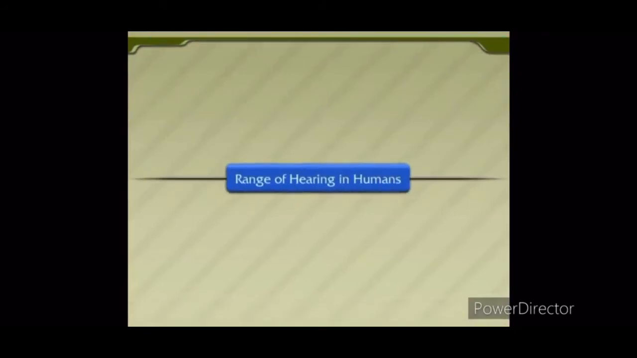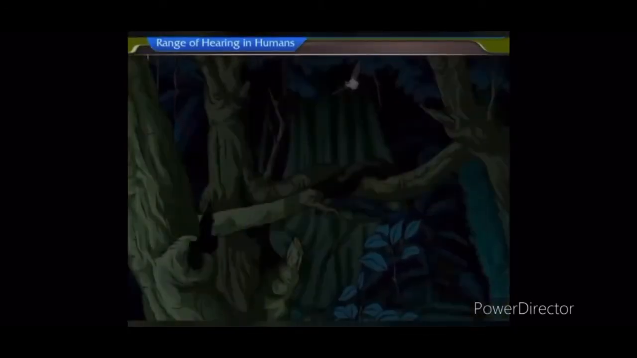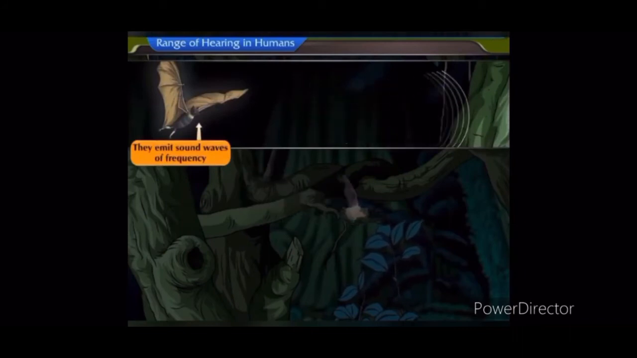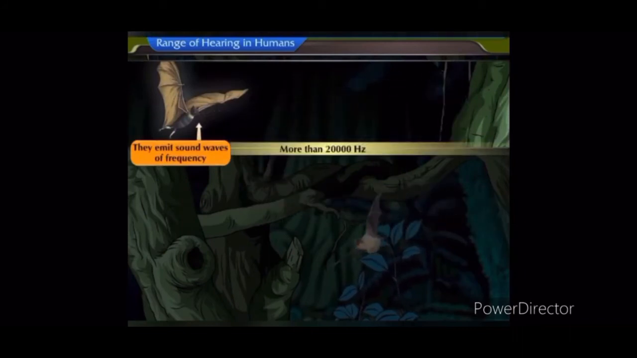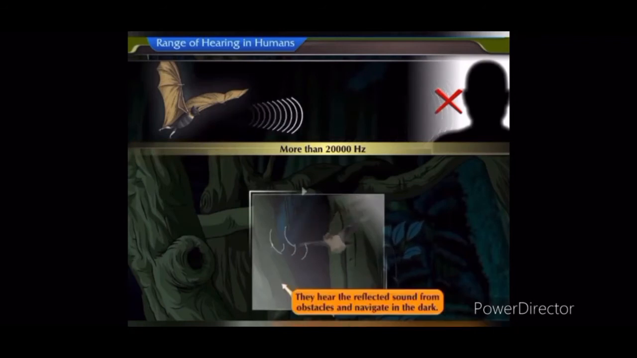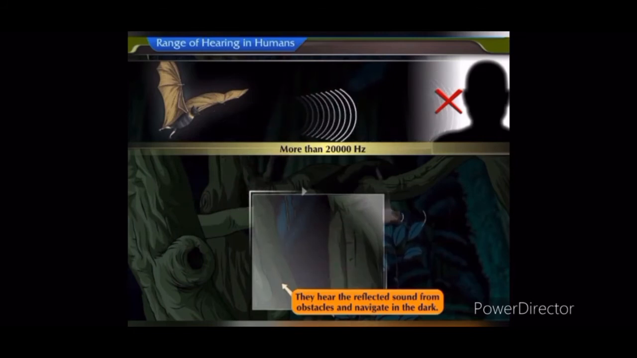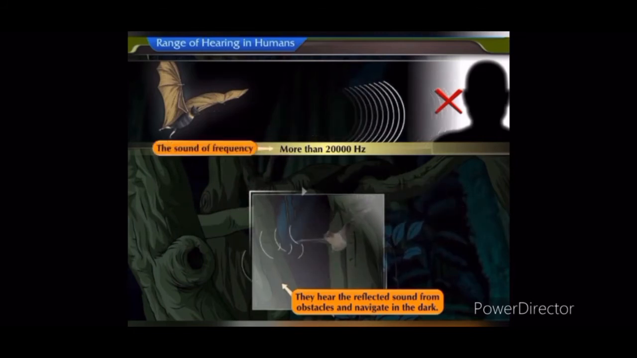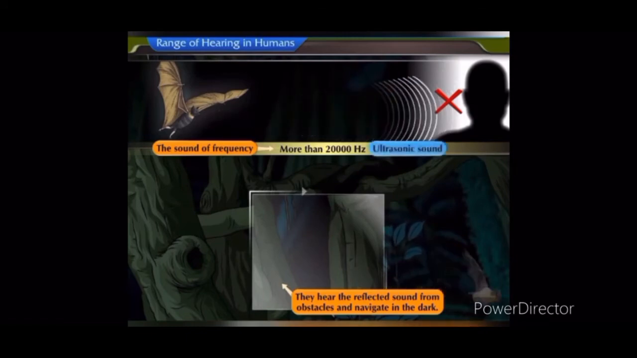Range of hearing in humans. You may be surprised to know how bats travel at night in the dark without colliding with any obstacles. They emit sound waves of frequencies more than 20,000 hertz, which cannot be heard by human beings. They hear the reflected sound from obstacles and navigate in the dark. The sound of frequency more than 20,000 hertz is called ultrasonic sound or ultrasound.